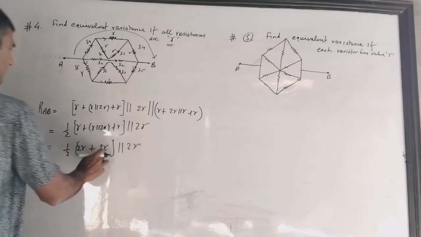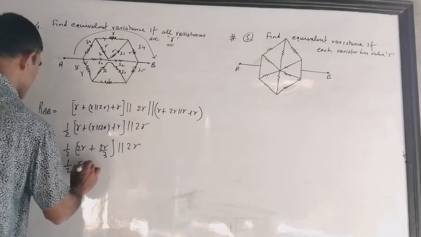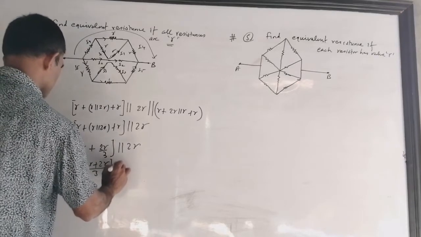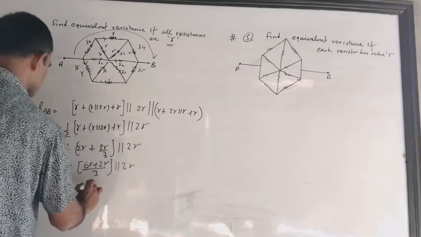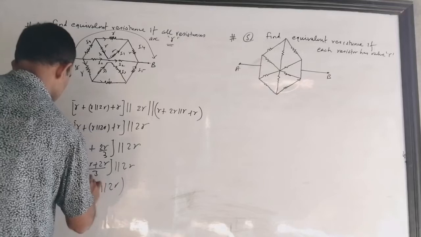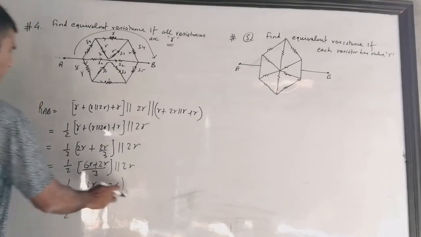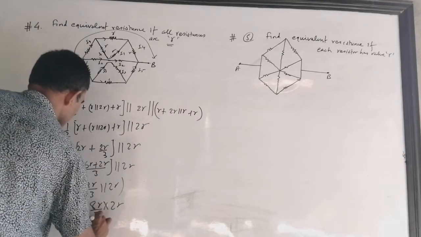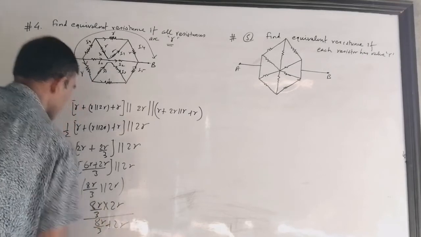Now what is left? Again I have to solve this, and so 1 by 2, and 2 threes are 6R, 6R plus 2R by 3. This is parallel to 2R. So tell me, 1 by 2, 6 plus 2, 8R by 3 parallel 2R. Is it difficult for you? No, this is 1 by 2, and so product by sum. So 8R into 2R by 3, and the sum is 8R by 3 plus 2R.